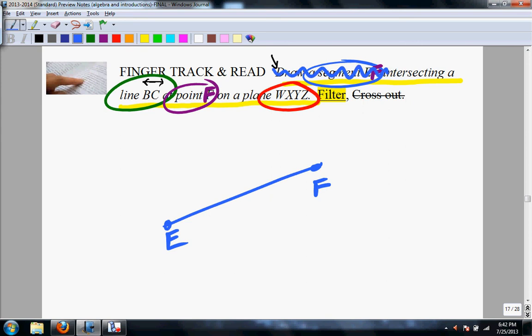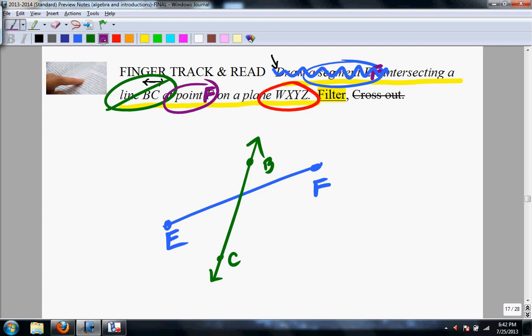Intersecting a line. We have a line here. That means we must have arrows. We have 2 points, B and C. Doesn't matter which direction I did those. The line and the segment cross at F.